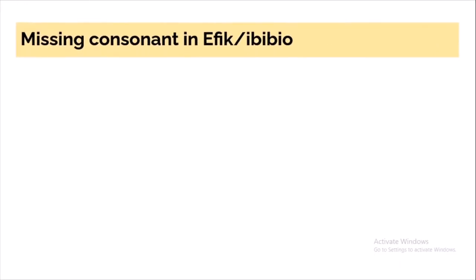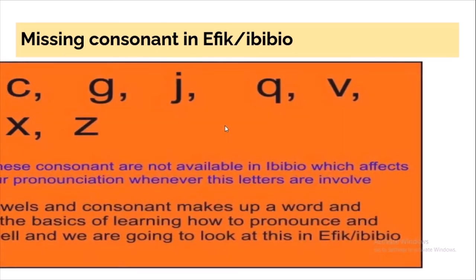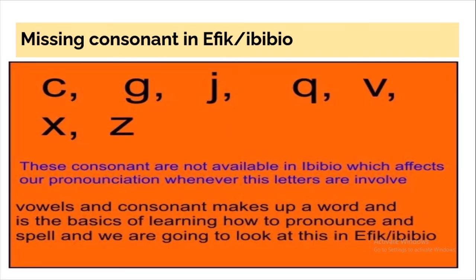But before we end the class, as I told you, I'm going to show you the missing consonant sounds in Ibibio. Sorry, in Efik and Ibibio, because it doesn't allow us to pronounce very well. So that's why you see those consonant sounds are not available, and it affects our pronunciation whenever these letters are involved. These are the consonant sounds we have: C, G, J, Q, V, X, and Z.